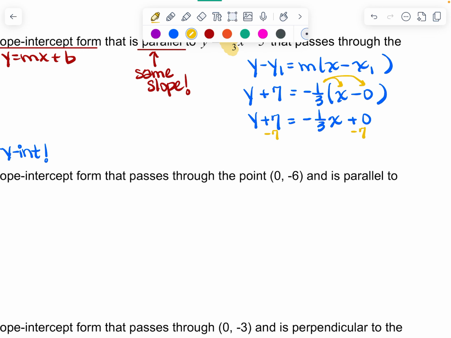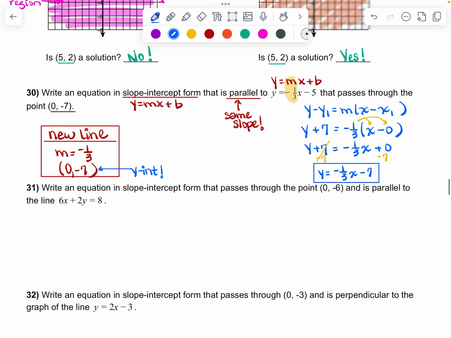Scooch all that up a little bit. There we go. And so my 7's cancel, and that's going to get me y equals -1/3 x minus 7, which again, I already knew that was coming because the point they gave me was the y-intercept, which is super awesome.